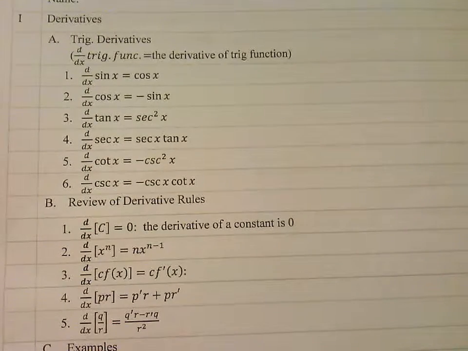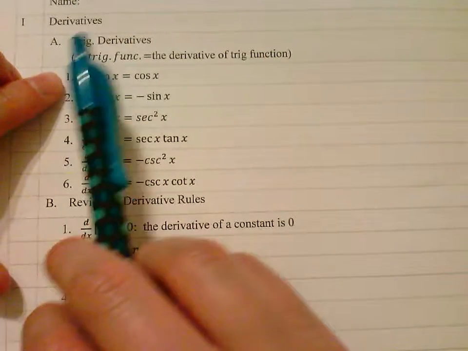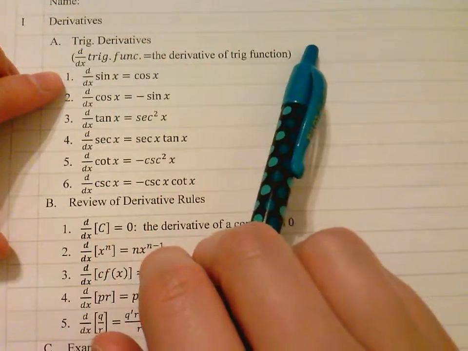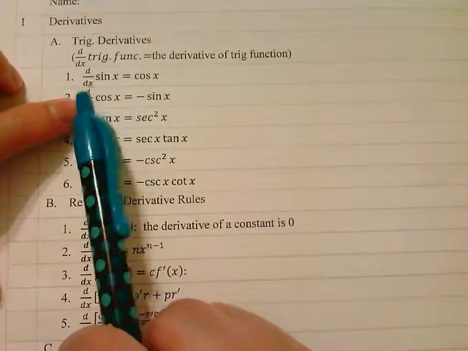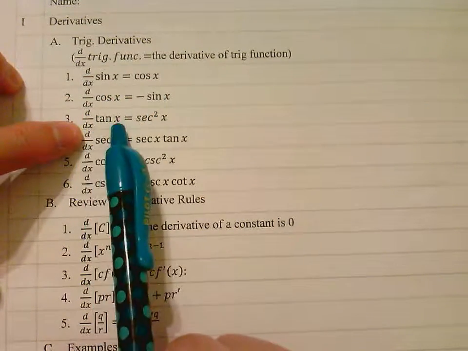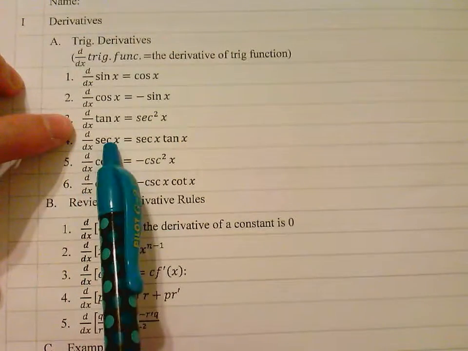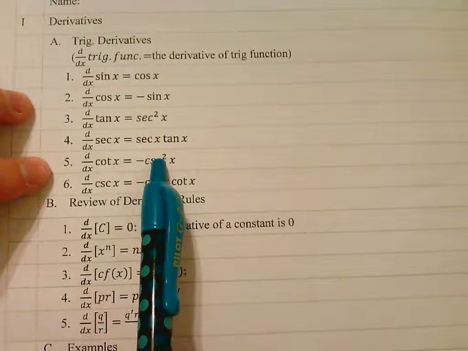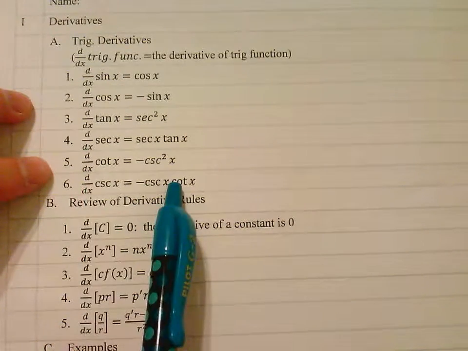So please remember, this d over dx just means find the derivative of the trig function, and when you do the equal sign, it's going to give you the trig function. So here, the derivative of sine x is cosine x. The derivative of cosine x is negative sine x. The derivative of tangent x equals secant squared x. The derivative of secant x is secant x tangent x. The derivative of cotangent x is negative cosecant squared x. And the derivative of cosecant x is negative cosecant x cotangent x.